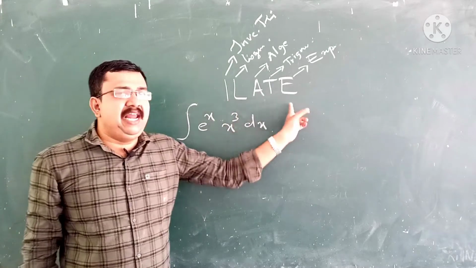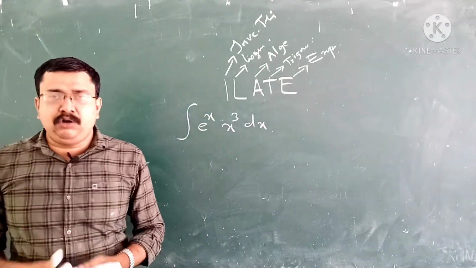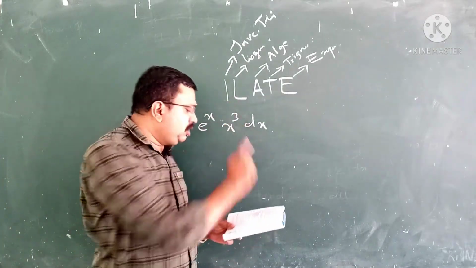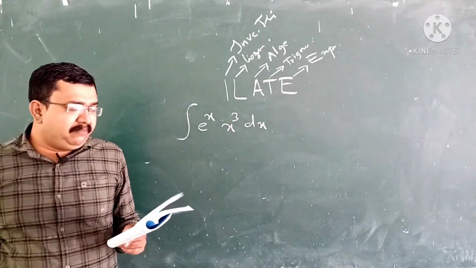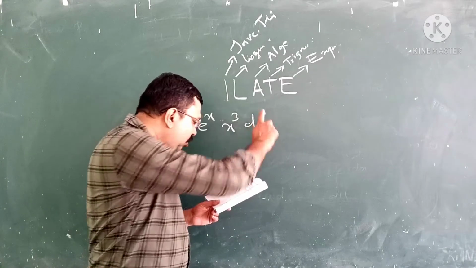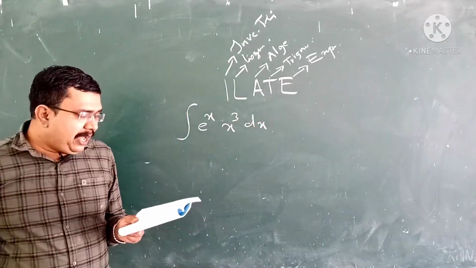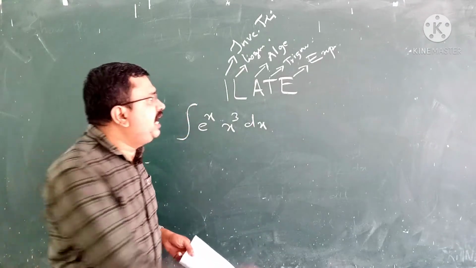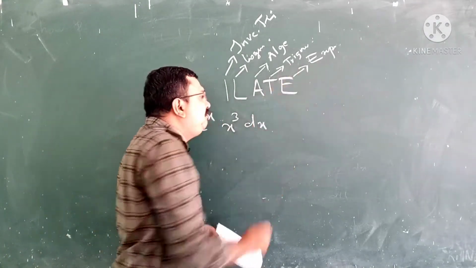The code is ILATE. Here I denotes inverse trigonometric function, L denotes logarithmic function, A denotes algebraic function, and T denotes trigonometric function, and the last one is exponential function.